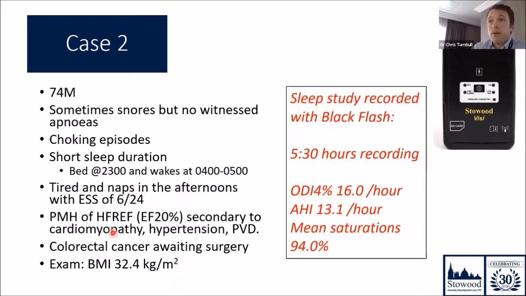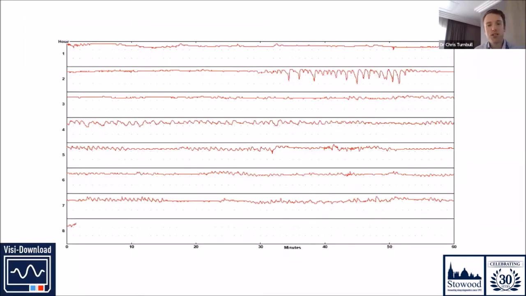He has a significant past medical history, so he's got heart failure with a reduced ejection fraction of 20%, hypertension and peripheral vascular disease. And he was actually referred to us as a preoperative screening patient, so he's awaiting colorectal cancer surgery. His initial sleep study showed an ODI of 16, an AHI of 13, and mean saturations of 94. He had a good tracing with 5.5 hours of study, but unfortunately he'd forgotten to push the microphone properly in. So it became a difficult study to interpret because we didn't have sound.